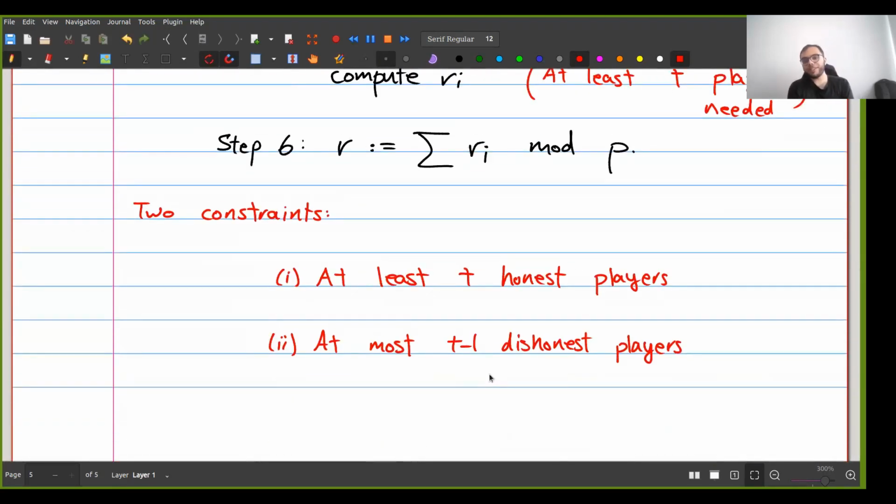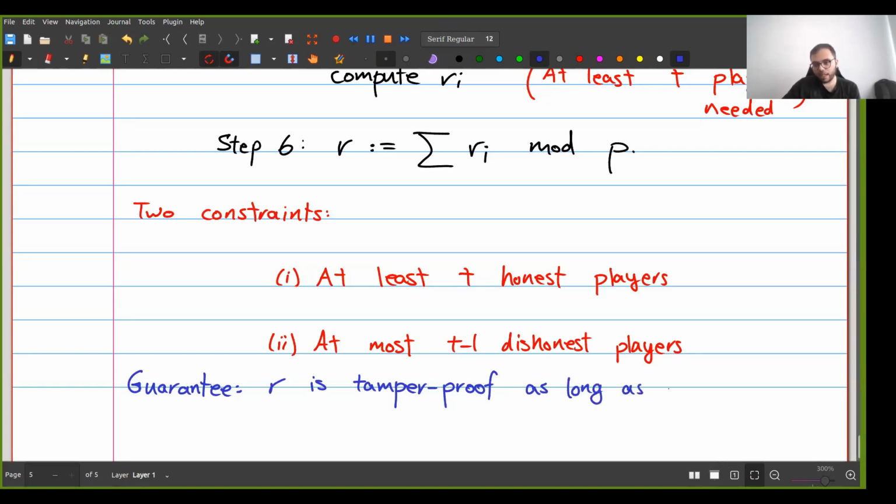So putting these 2 together, it means that at least half of your players have to be honest. So our guarantee went from having just 1 honest player to a situation where we need at least half of the players to be honest. So our guarantee is very much like a Bitcoin guarantee now. So the guarantee is that R is tamper-proof. You cannot tamper with the final result R, as long as more than half of the players are honest.